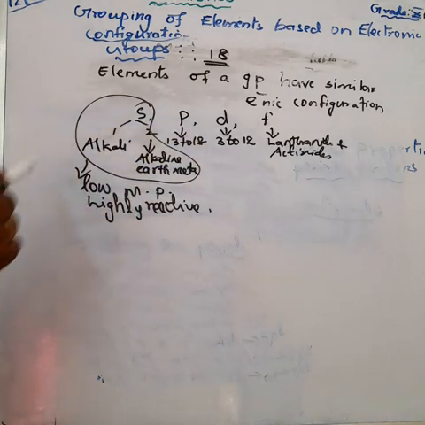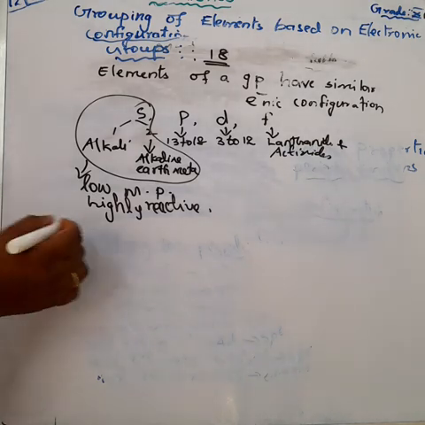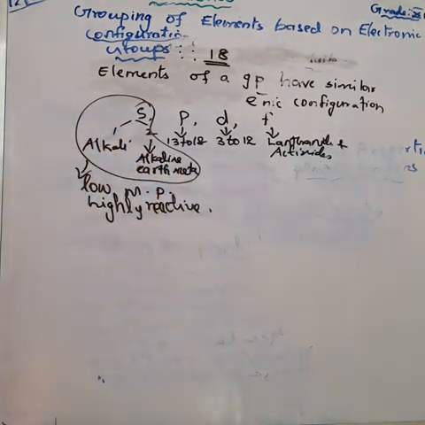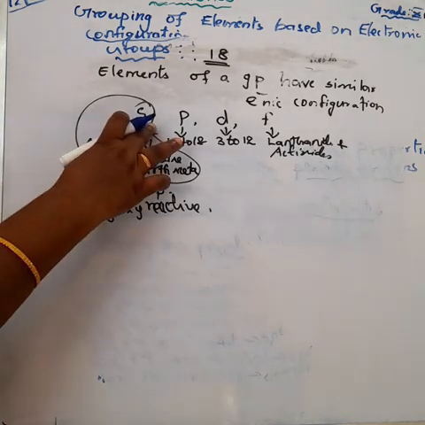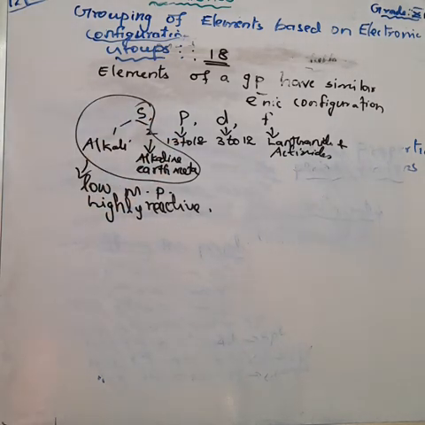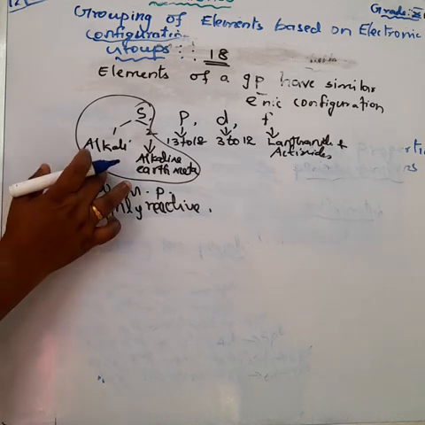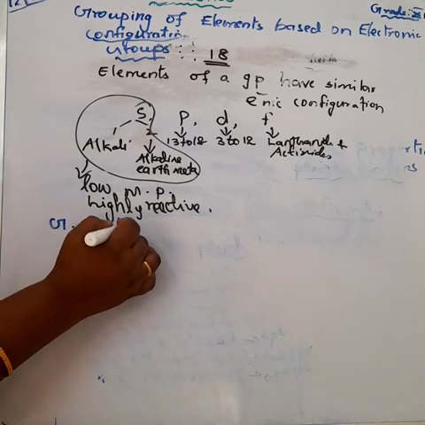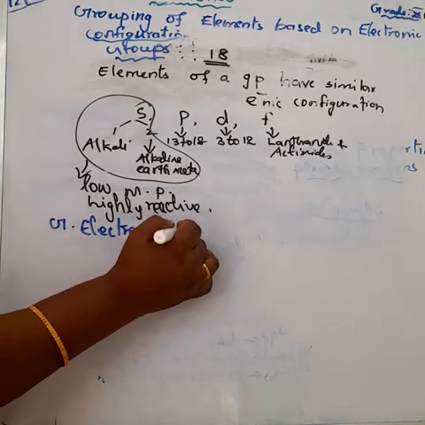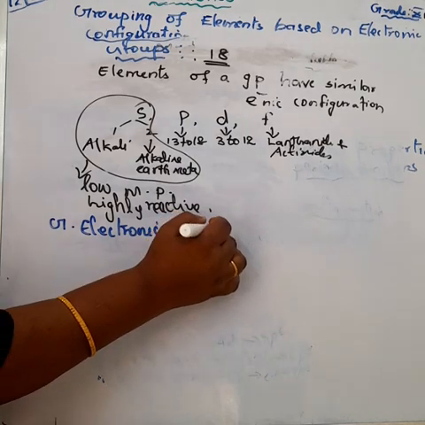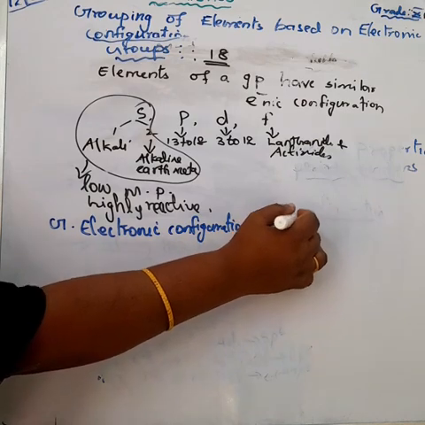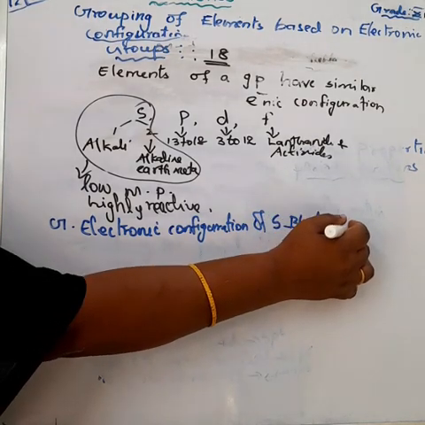All the alkali metals have the same chemical properties, and the alkaline earth metals have the same physical and chemical properties. Understood? These are the S block elements. Now, the general electronic configuration: group 1 and group 2 elements are called S block elements. Group 1 elements have the general electronic configuration ns1, and group 2 elements have ns2.